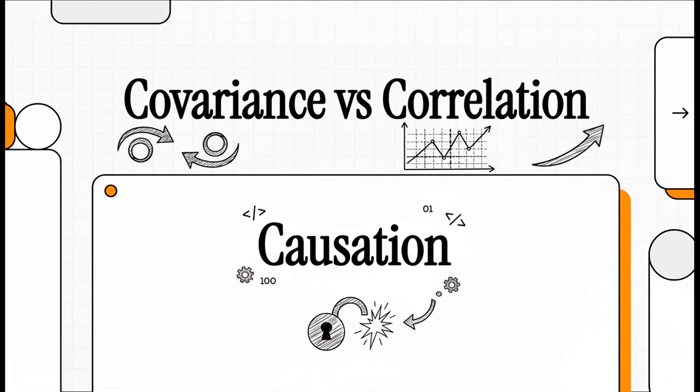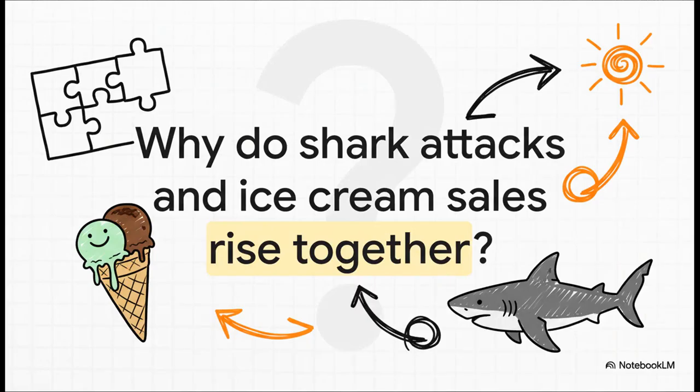All right, today we are cracking the code on three of the most important and, let's be honest, most confusing terms in data: covariance, correlation, and causation. And look, understanding the difference isn't just for stats nerds. It's like a superpower for thinking critically about pretty much everything you see. So let's start with a classic puzzle.